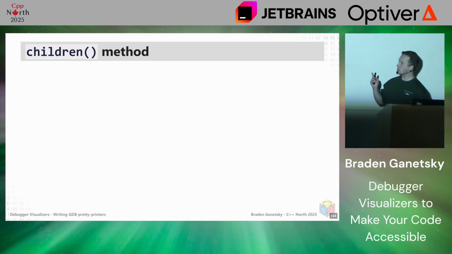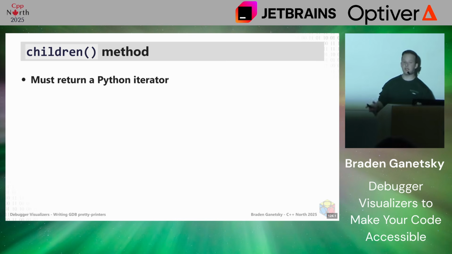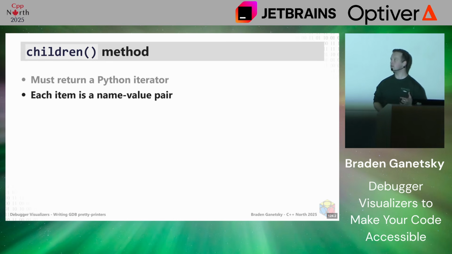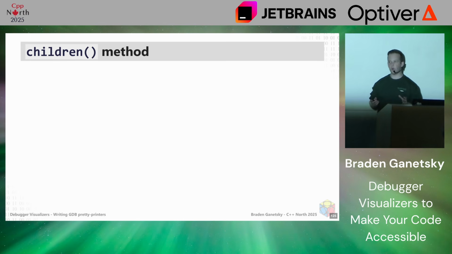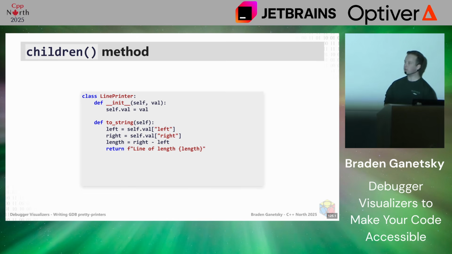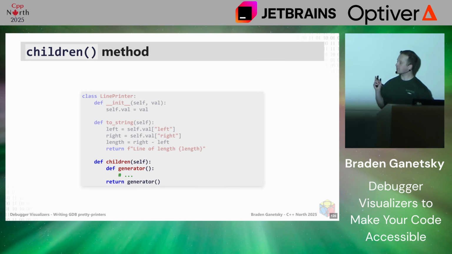Now, the children method. So it must return a Python iterator, and each item returned from the iterator is a name-value pair. So it has to use the iterator protocol. There are different ways of doing this. I'm just going to show one of them. The way that I prefer to do this, and note I'm actually changing the toString method to just return line of length, length. The way that I prefer to do this is with a generator. I just use yield. I think that's the easiest way to do it.